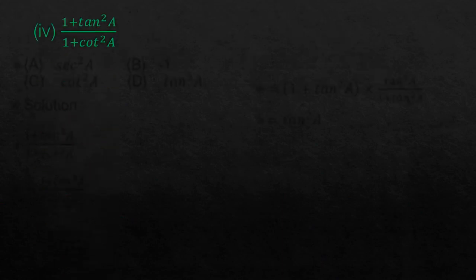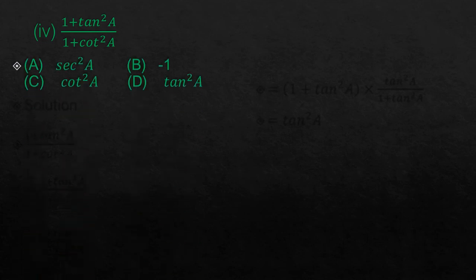Fourth part is (1 plus tan square A) upon (1 plus cot square A). You have to tell this is equal to: option A, secant square A; option B, minus 1; option C, cot square A; or option D, tan square A. So let us solve this. One thing I think all of you have understood is that for solving these trigonometric identities, you have to change tan, cot, secant, cosecant into sine and cos. So remember this. This is very important.